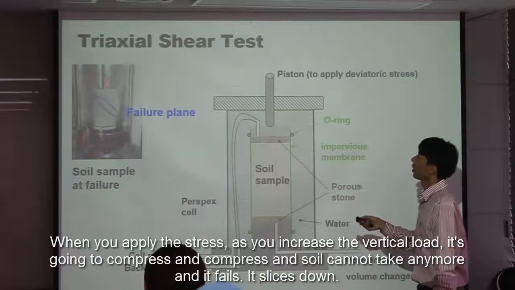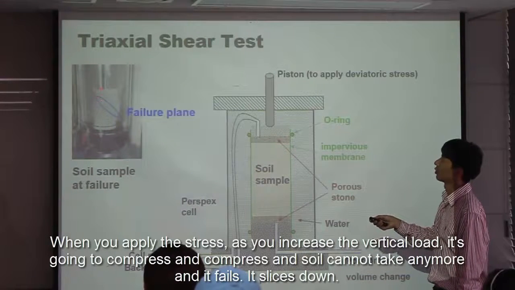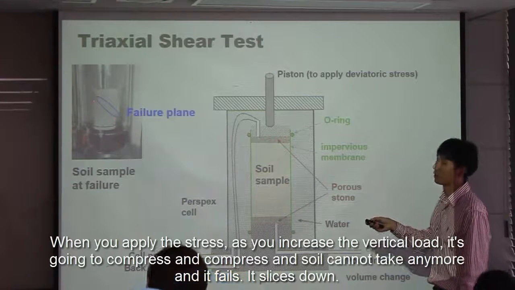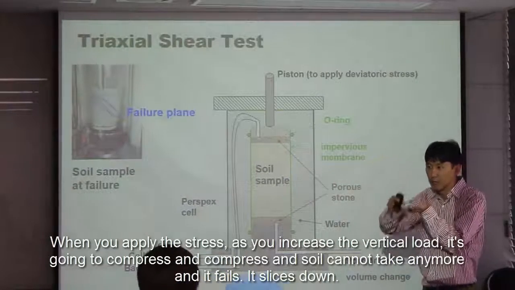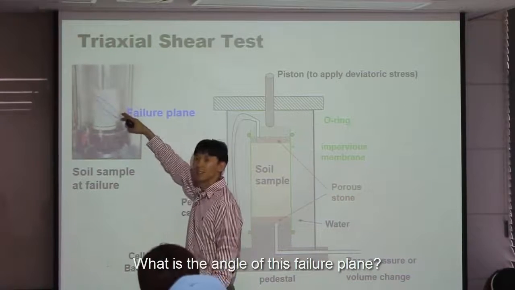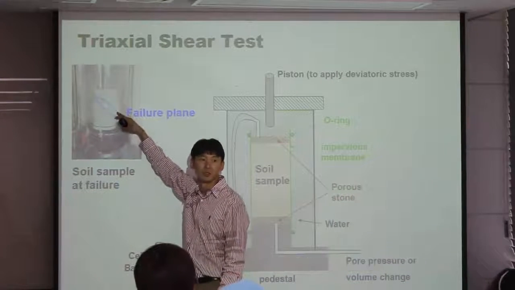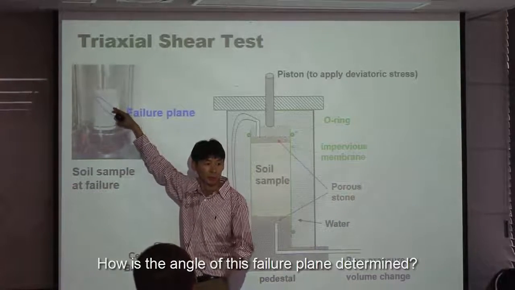So when you apply the stress, as you increase the vertical load, it's going to compress, and when the soil cannot take any more, then it fails. It slides down. What's the angle of this failure plane? Do you remember? How is this failure plane angle determined?